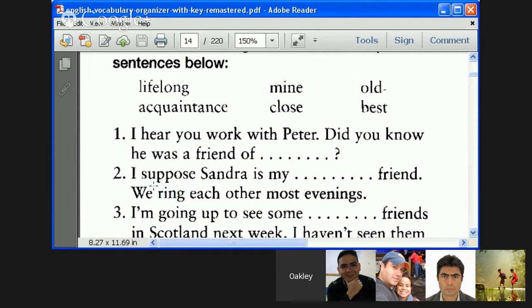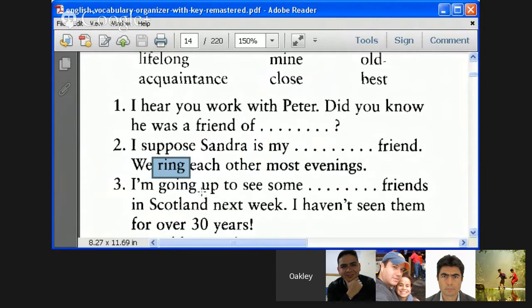British use this more often than Americans, but it means an American would just say we call each other most evenings. Call on the phone. So you ring someone up, call them up. Same idea. I thought that, but I was not sure. But yes, I ring my best friend frequently.